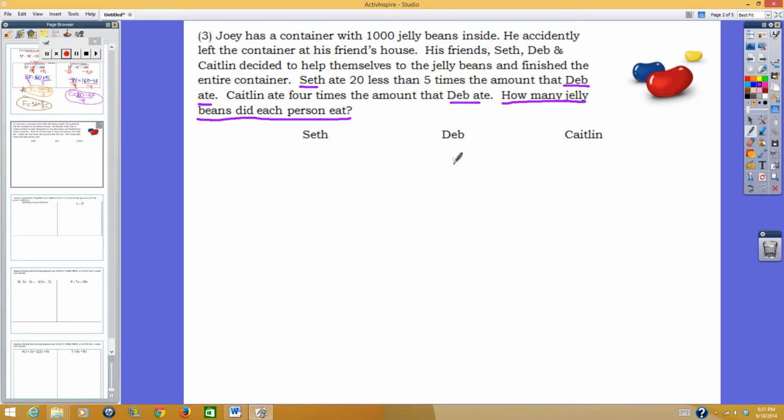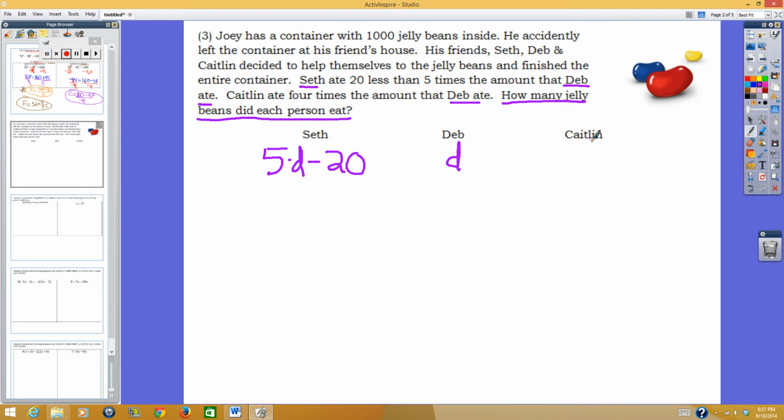Anyways, so let's use the variable D to represent Deb. As always, you can use whatever variable you want. I just like using D because it makes sense to me since her name starts with a D. So Seth ate 20 less than 5 times what Deb ate. So 5 times what Deb ate, right? And it said 20 less than. So it'd be minus 20.